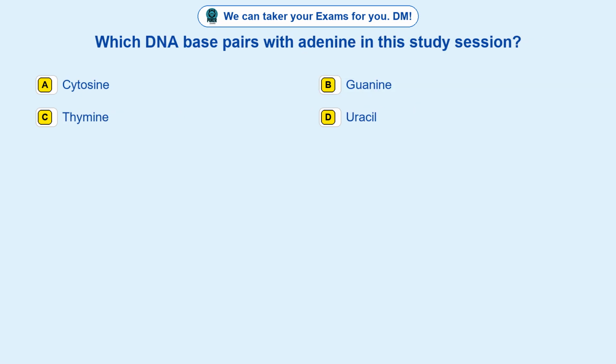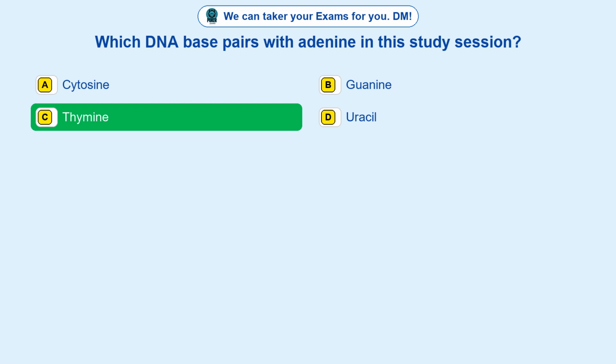Question 7. Which DNA base pairs with adenine in this study session? Option A, cytosine. Option B, guanine. Option C, thymine. Option D, uracil. The correct answer is option C, thymine.